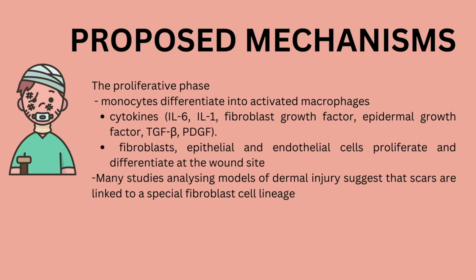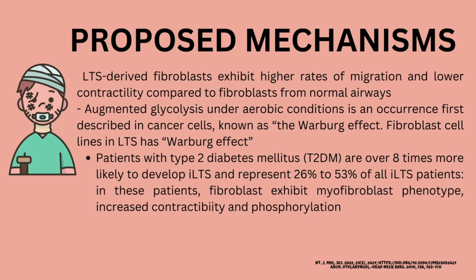So in studies where they analyzed models of dermal injury, they found that the scars usually are linked to a special fibroblast cell lineage, especially in patients who had laryngotracheal stenosis. These fibroblasts around the site of the stenosis exhibit higher rates of migration. They migrate faster, they also proliferate faster than other parts of the normal airway, and they also have higher contractility than other parts of the normal airway.